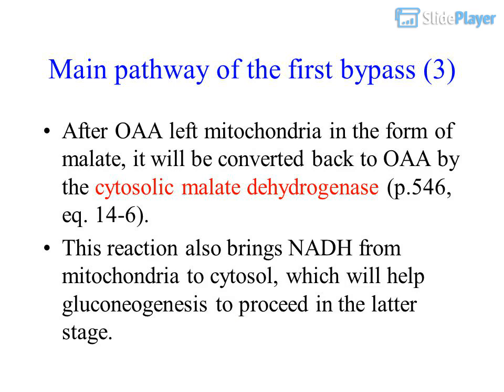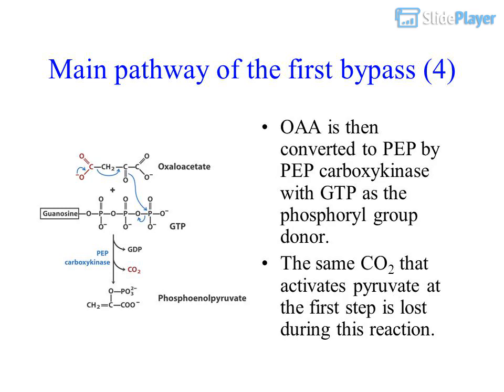Main pathway of the first bypass, 3. After OAA left mitochondria in the form of malate, it will be converted back to OAA by the cytosolic malate dehydrogenase, equation 14-6. This reaction also brings NADH from mitochondria to cytosol, which will help gluconeogenesis to proceed in the latter stage.